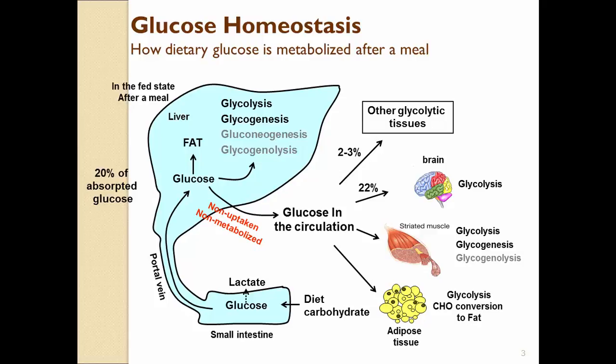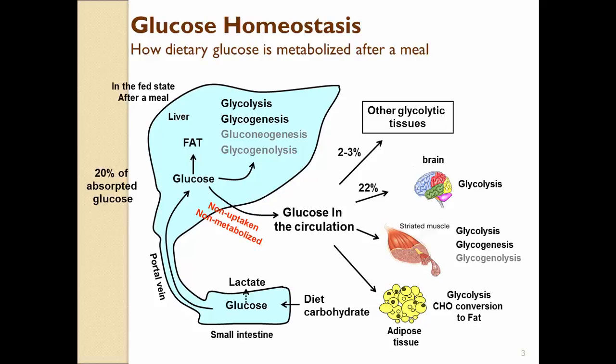So you see the distribution of the glucose taken up from the diet, and then 20% of the glucose is metabolized in the liver. You need to know which metabolic pathways are activated in the fed condition: glycolysis and glycogen synthesis, right? So these 2 metabolic pathways are activated, and glucose uptake into the different tissues is also a very important mechanism to reduce the blood glucose level and to metabolize glucose in the fed condition.